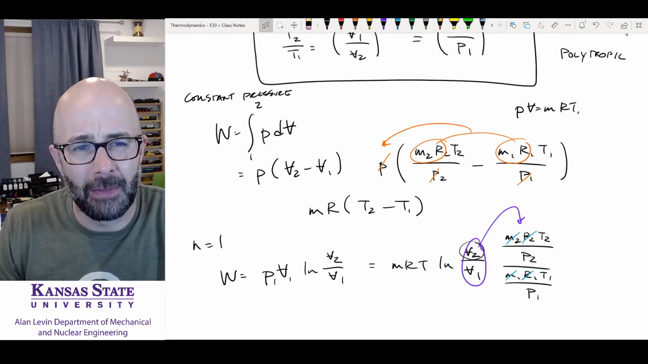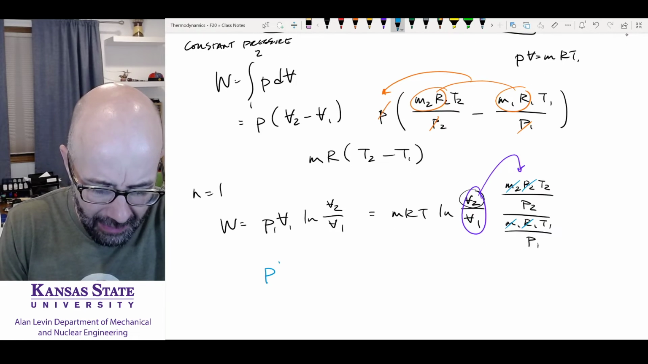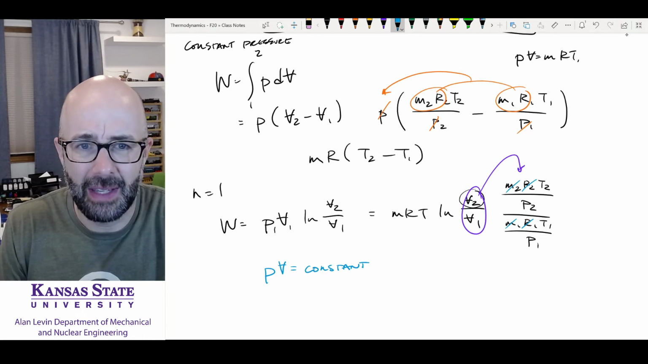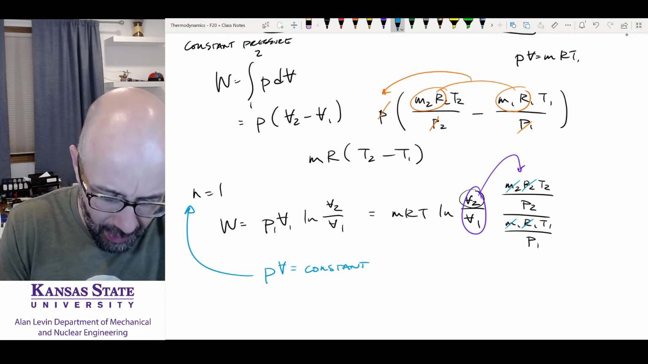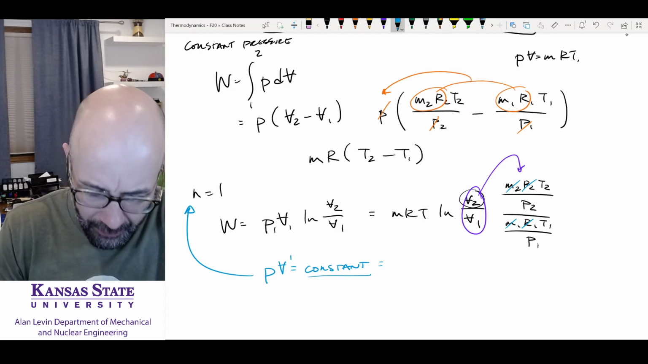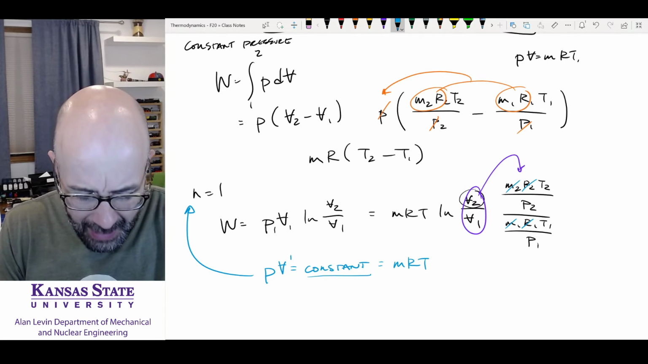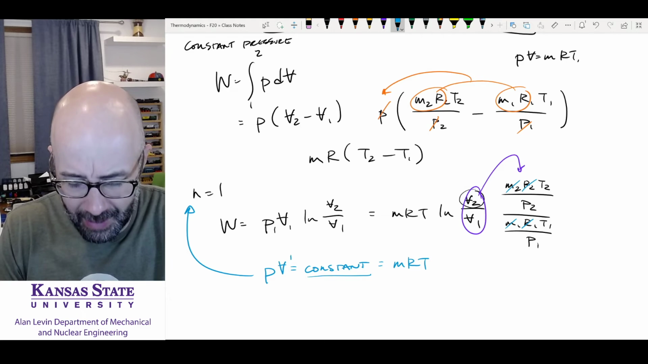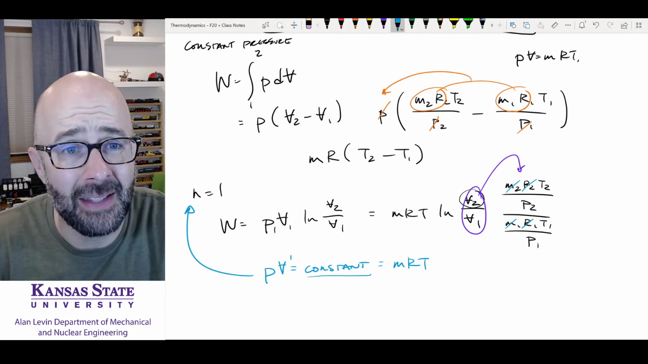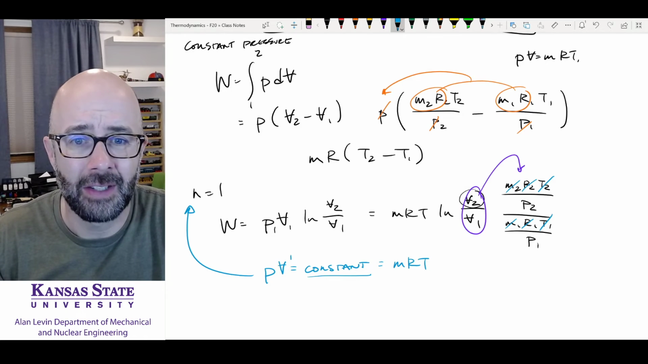But let's figure out something about our temperatures. Because if n is equal to 1, what do we have? We have that PV is equal to constant, right? That's what n equal to 1 means, because there's a 1 here. PV equals constant. That means the constant is going to be equal to mRT. So if PV is constant, the mass times R times T must be constant. That means that our temperature is constant. Okay, this is very important.